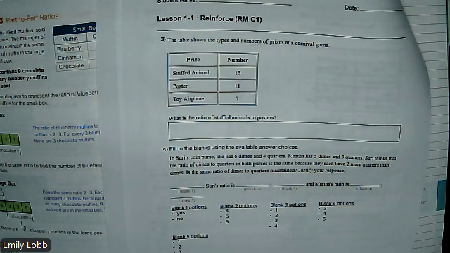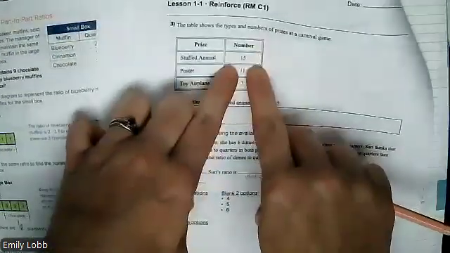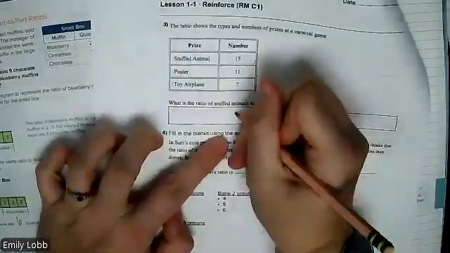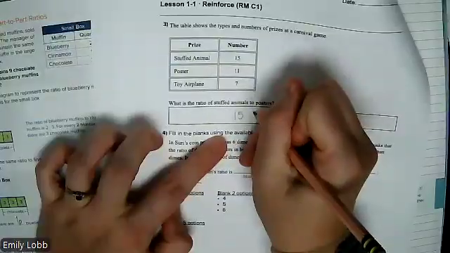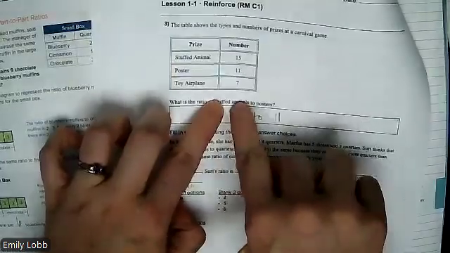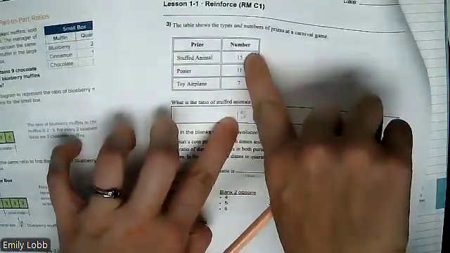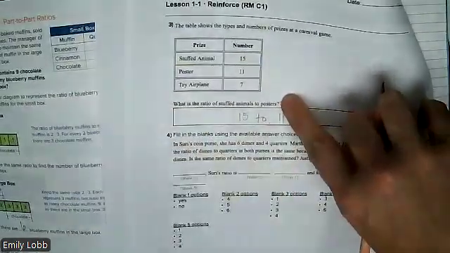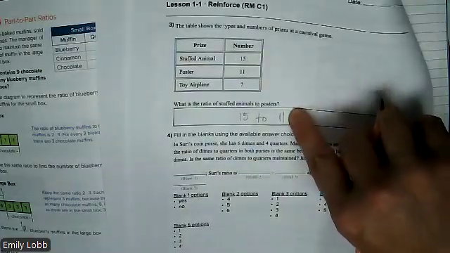What did you say here for the ratio of stuffed animals to posters? Again, this one is not simplifiable, so you could just write 15 to 11. Make sure whatever they have listed first, that's the number you list first. And whatever they have listed second, that's the number you list second.